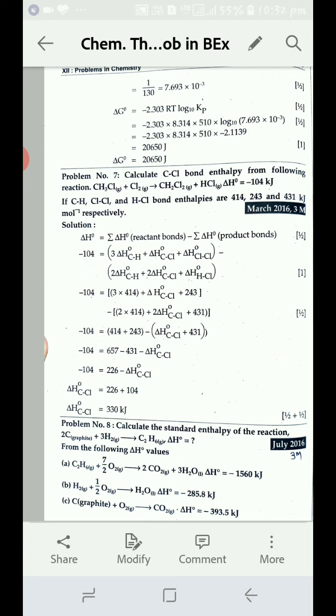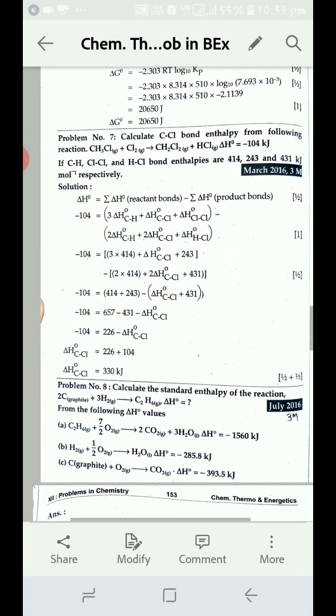You have to find out the required equation by using equations A, B, C. So again you want carbon on the reactant side, but 2 moles of carbon are required, so multiply equation C by 2. Then you want 3H2 on the reactant side, so multiply equation B by 3, and you want C2H6 on the product side, so reverse equation A, that means multiply A by minus 1. So if you do this, then you get the required equation.